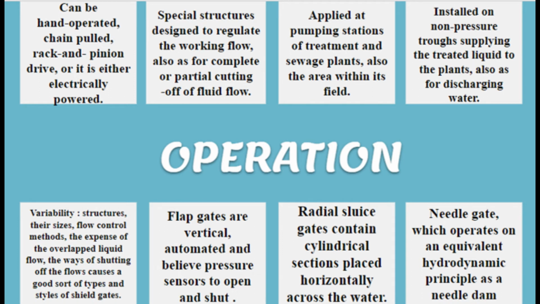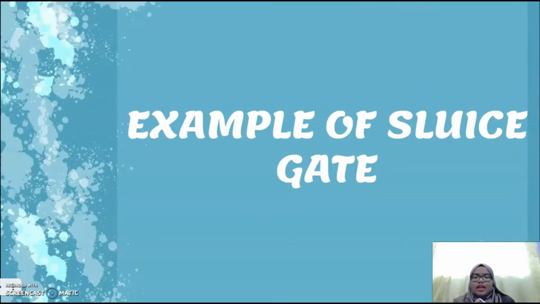Next is the needle gate, which operates on an equivalent hydrodynamic principle as a needle dam. Each needle gate features an array of huge, thick, freestanding needles resting vertically against a horizontal scaffold. The needles stay put due to the pressure from the water. There are many sluice gates in the world that are unique and famous.